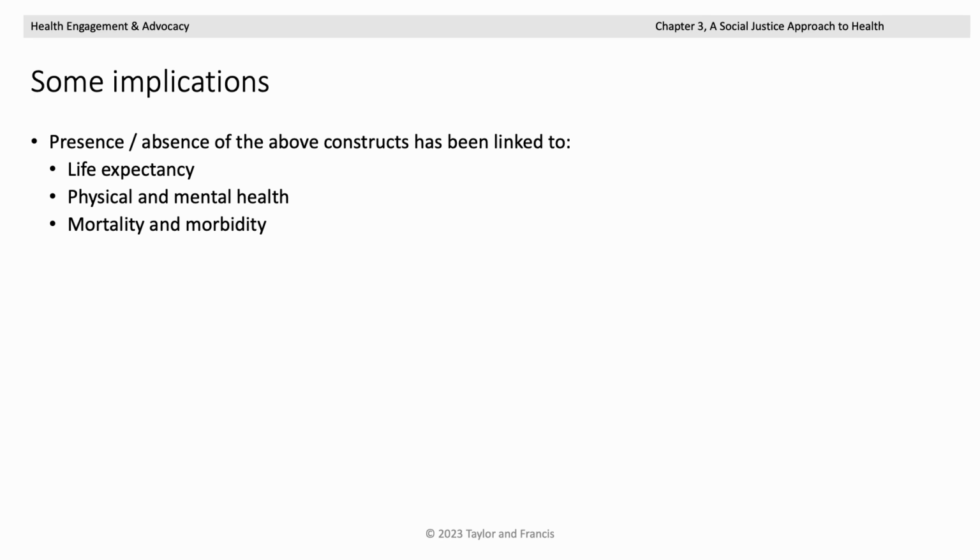Why does all of this vocabulary and definitions matter beyond the classroom? Because the presence or absence of these constructs, equity, access, participation, empowerment, is empirically linked to life expectancy, physical and mental health outcomes, and rates of mortality and morbidity. In other words, this is not abstract theorizing. Whether a community has meaningful participation in healthcare decisions or genuine access to the system shows up in how long people live and how healthy they are while they're alive.